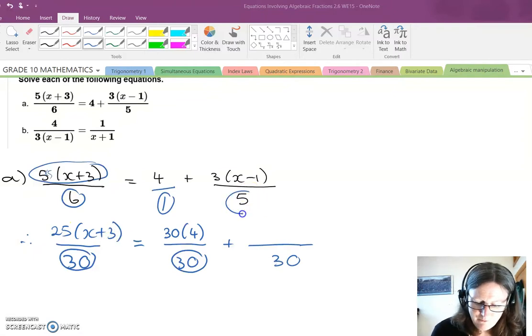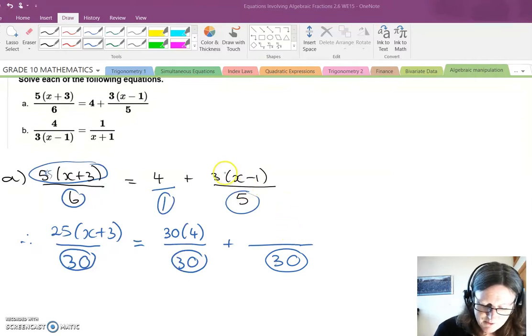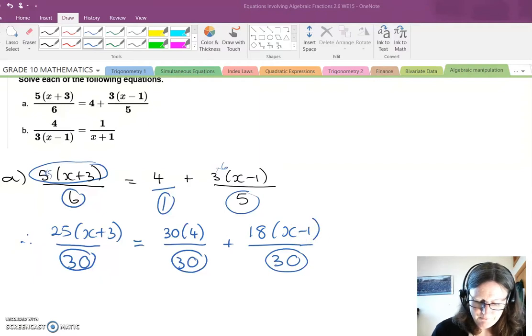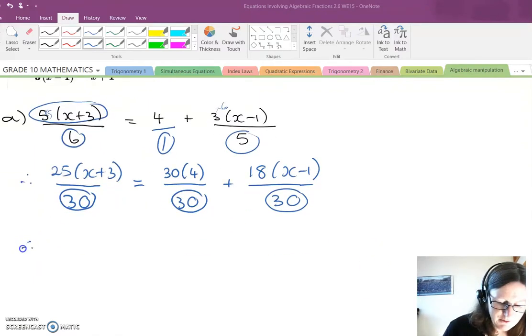How did I get from 5 to 30? I times by 6. So I also need to times the top by 6. 3 times 6 is 18. That's my first step. Now I'm going to expand the brackets on the top.